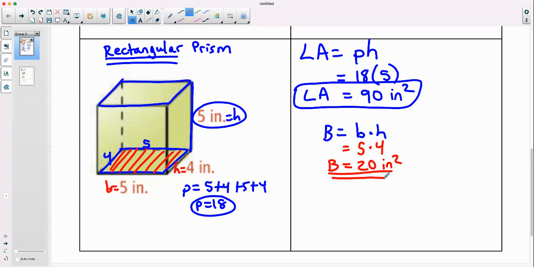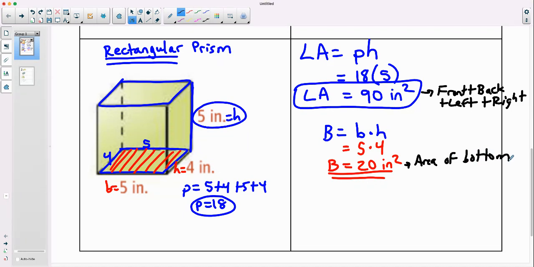So what we have so far, the 90 square inches, is the front and the back and the left and the right all added together. So this 90 is front plus back plus left plus right. This right here is the area of the bottom. So what we need to do is double that because the top is also going to be 20. So we really have two 20s to consider.